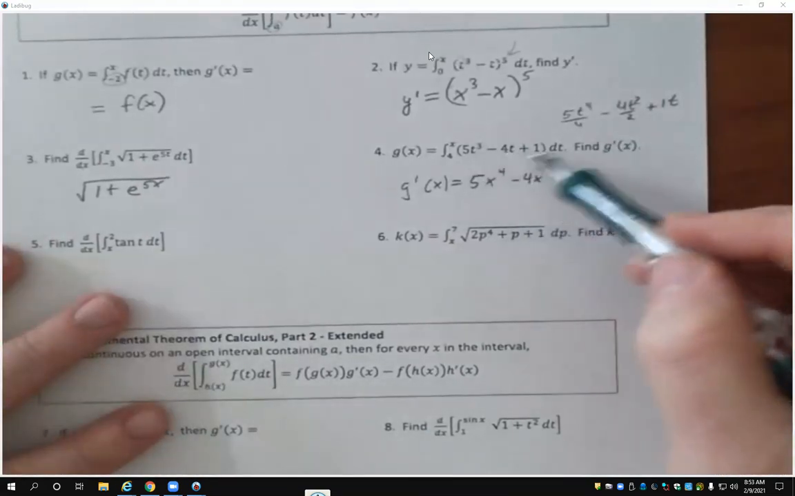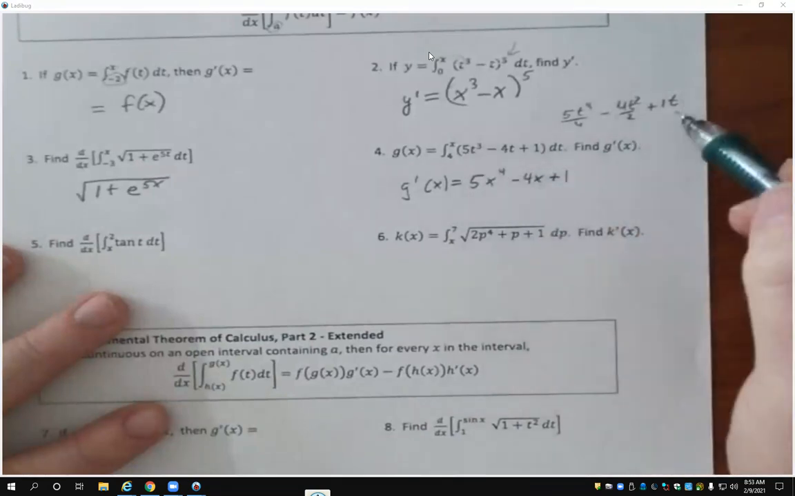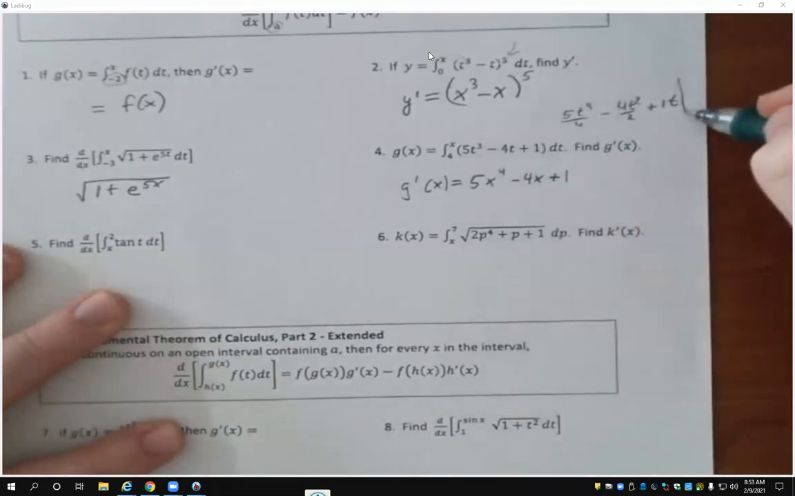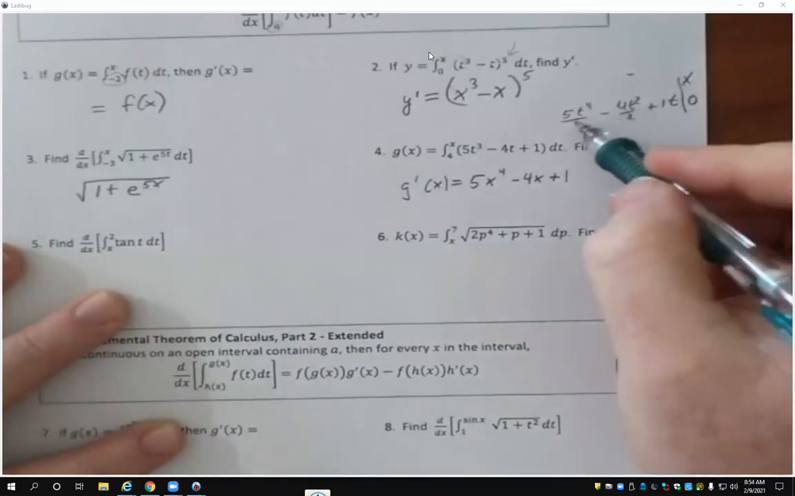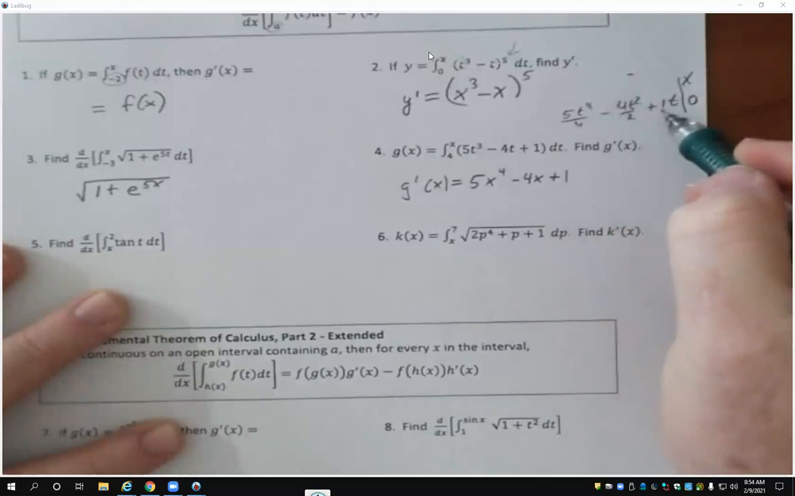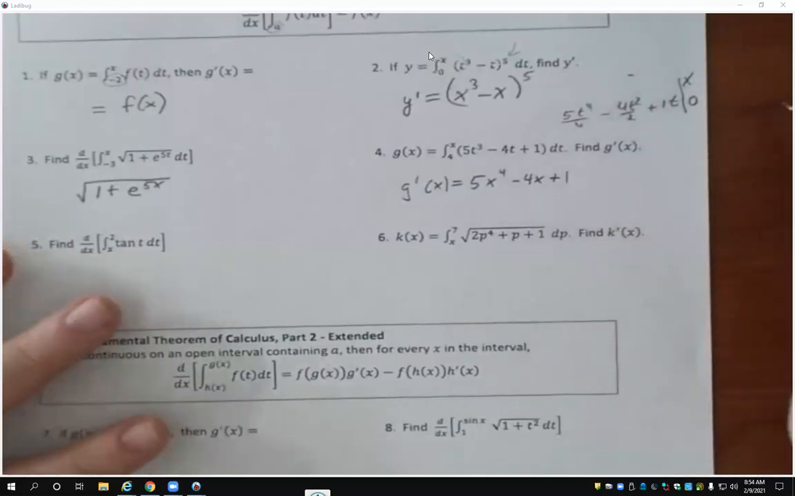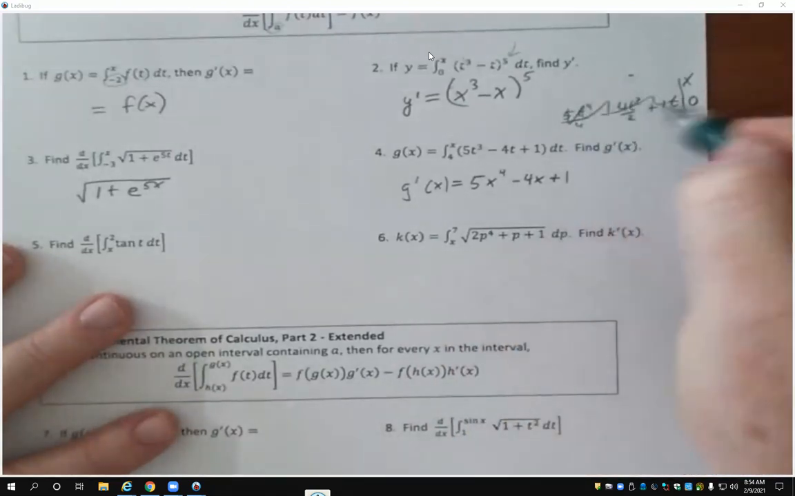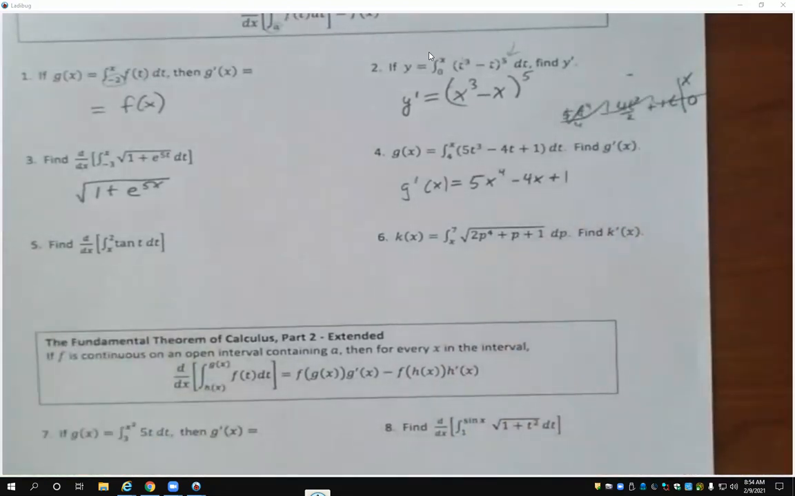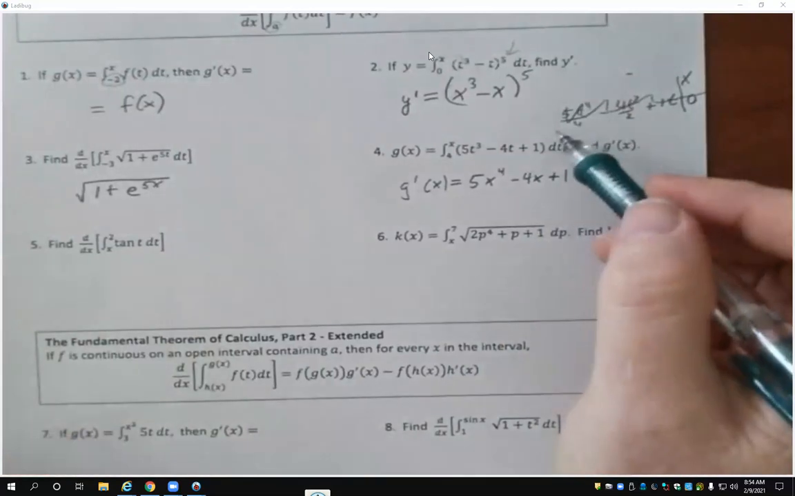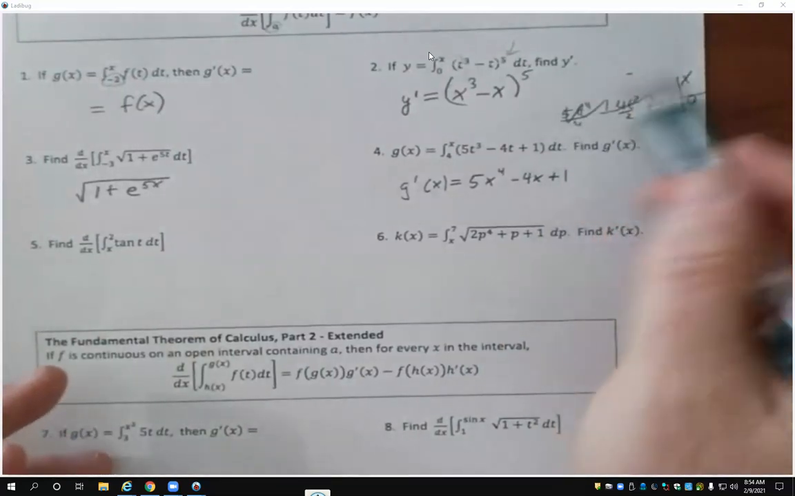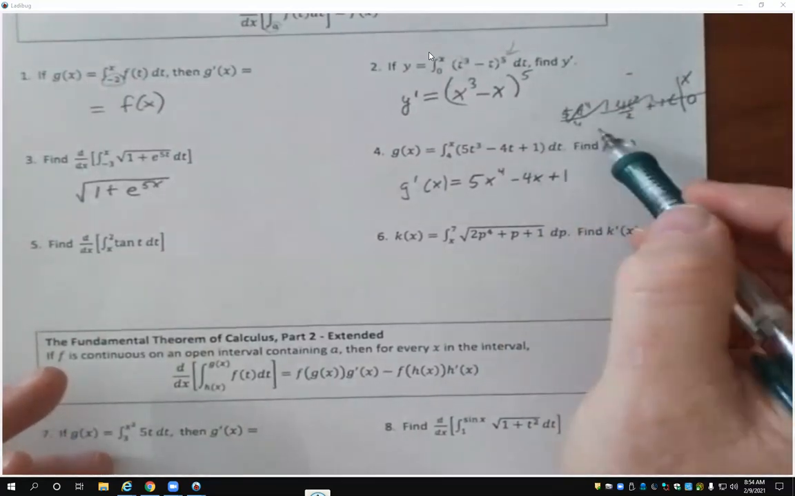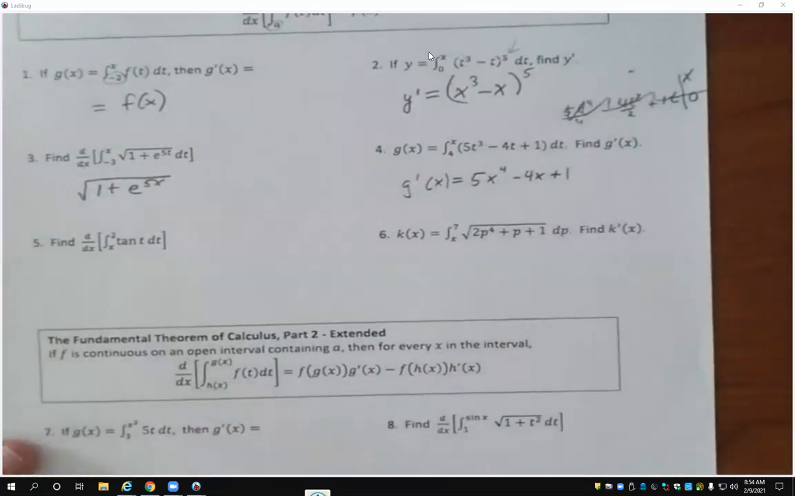So I'm going to take the antiderivative, and now I'm going to do the fundamental theorem of calculus part 1, plug in x minus plug in 0. And if I plug in x into this whole thing, minus I plug 0 into this whole thing, I'm going to end up with 5x to the 4th minus 4x plus 1. But now that we know the fundamental theorem of calculus part 2, we don't need to do all that algebra there. We could jump right to it.